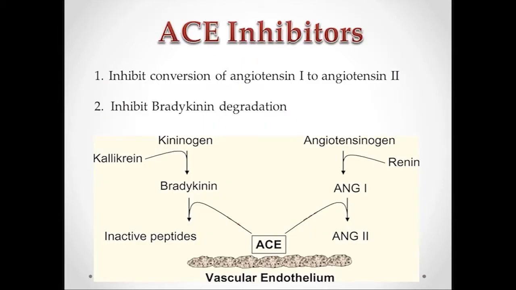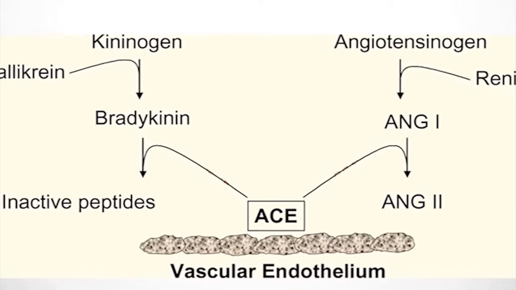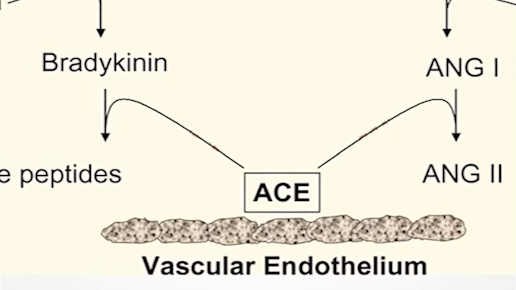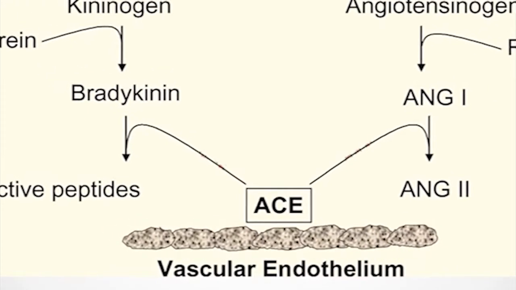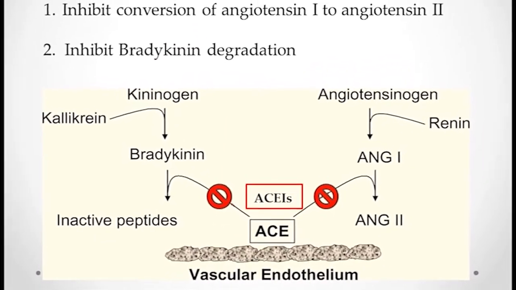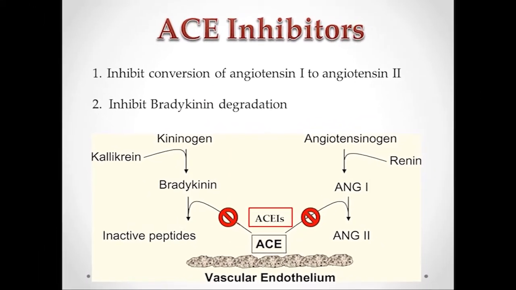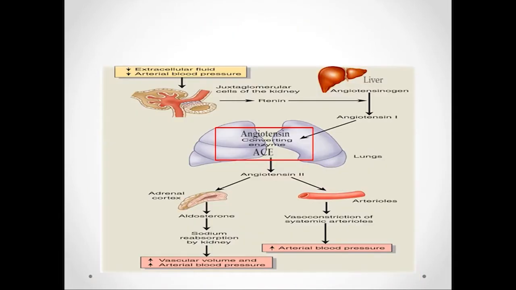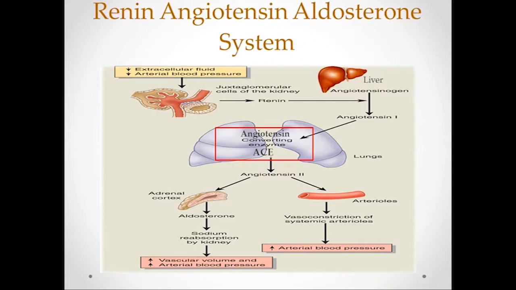So, how does it work? Angiotensin-converting enzyme, or ACE, is an important enzyme in both the renin-angiotensin-aldosterone system and kallikrein-kinin system. ACE inhibitors competitively inhibit this enzyme, thus preventing the conversion of angiotensin 1 to angiotensin 2 and stopping the breakdown of bradykinin. First, we will look at the renin-angiotensin system. This is an important pathway in the pathogenesis of hypertension and provides excellent targets for drug therapy.